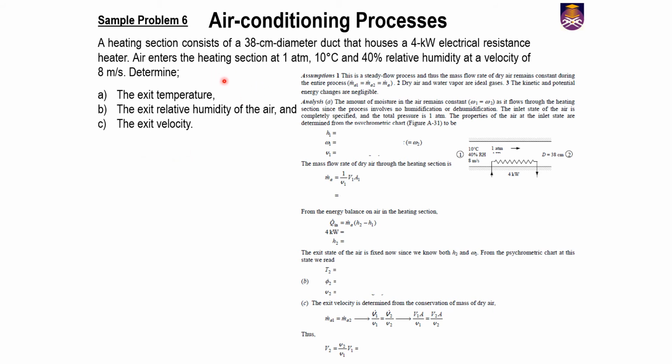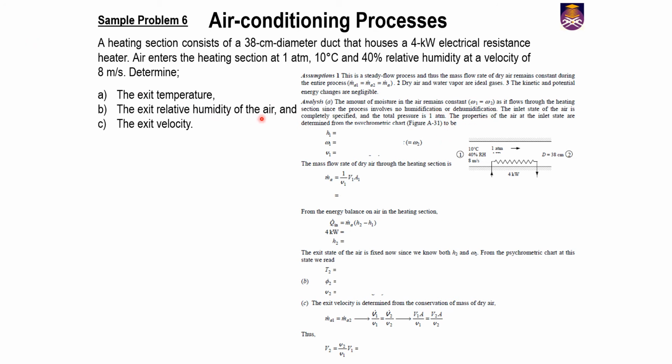So we use these assumptions. This is a steady flow process, and thus the mass flow rate of dry air remains constant throughout the entire process. So the mass from point 1 to point 2 is the same. Dry air and water vapor are considered as ideal gases. Kinetic and potential energy changes are negligible, right? So for the analysis, the amount of moisture in the air remains constant, right? So omega 1 equals omega 2 as it flows through the heating. So this is only heating, no humidification, no dehumidification, right?